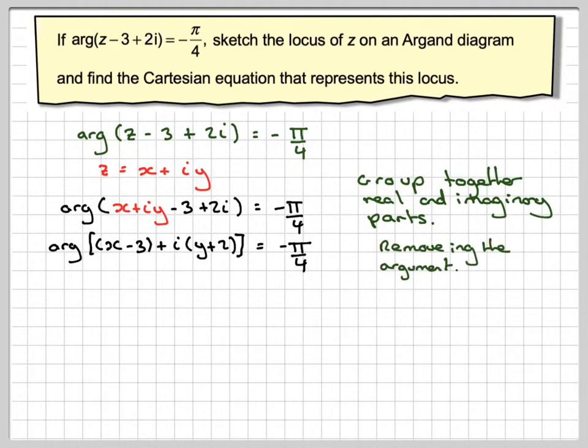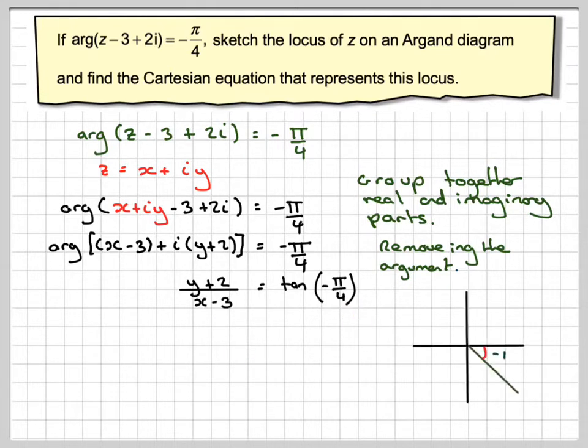To remove the argument, we take the tan of minus pi over 4, and the tan of this angle will be the imaginary bit over the real bit. So it'll be y plus 2 over x minus 3. Now tan of minus pi over 4, well, if you don't have a calculator, you can quickly draw this. It's in the fourth quadrant where tangent is negative, and therefore the tan of minus pi by 4 is minus 1.